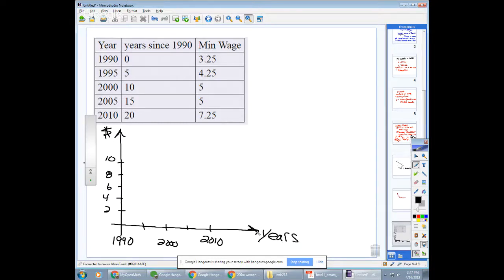Usually when I make a graph, I try to put some kind of label for each axis. I decided to go 2, 4, 6, 8, 10. On yours, you can just go 1, 2, 3, 4, 5, 6, 7, 8. It'll be good enough. All right, so then let's get some points. And so do your best to plot each of those points.